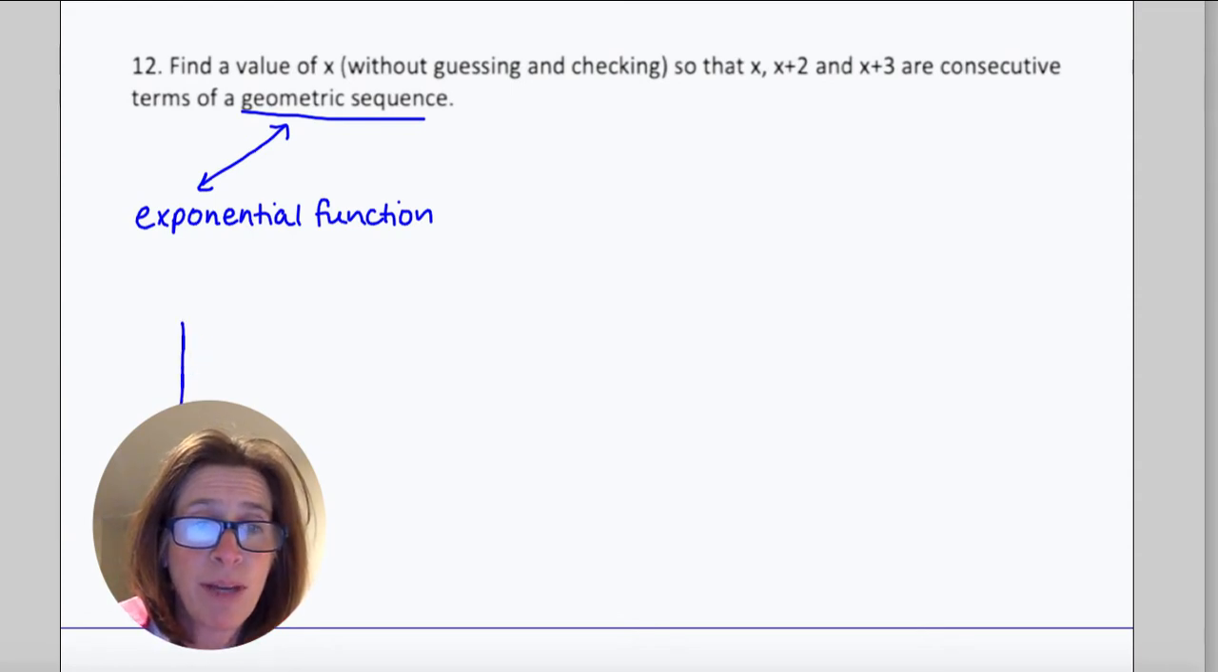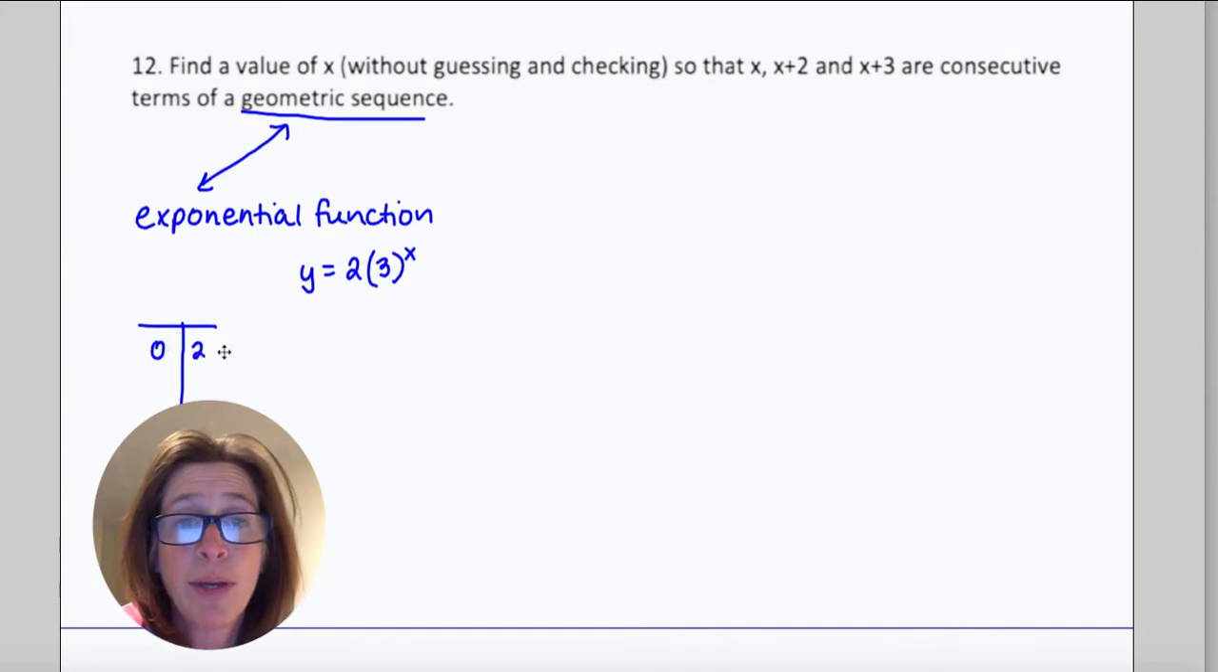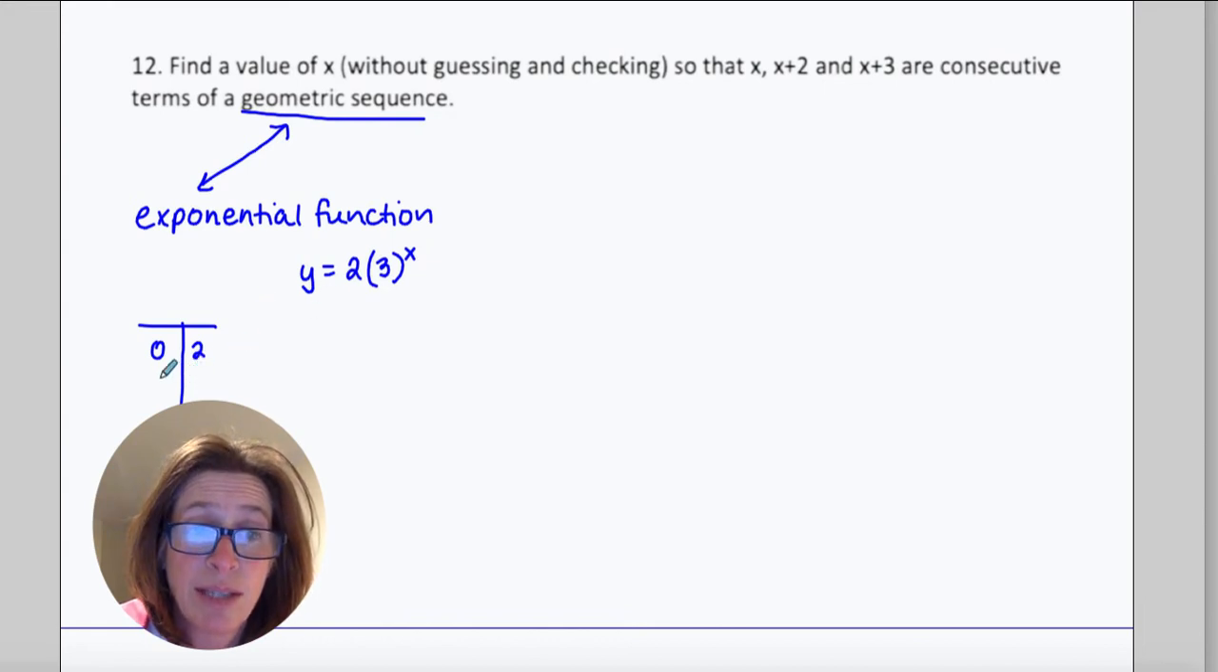For example, let's look at an exponential function, y equals 2 times 3 to the x. Okay, we know our y-intercept is (0, 2), and we know that we're multiplying by 3 every single time. So 3 to the 1 is 3 times 2 is 6, so (1, 6). And then 2 would give me 3 to the 2, which is 9, times 2, which is 18.